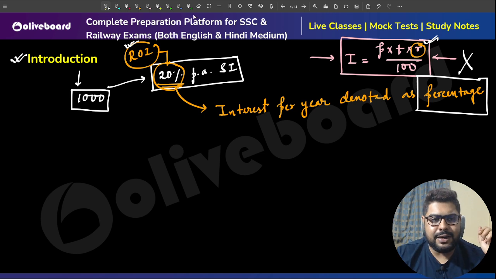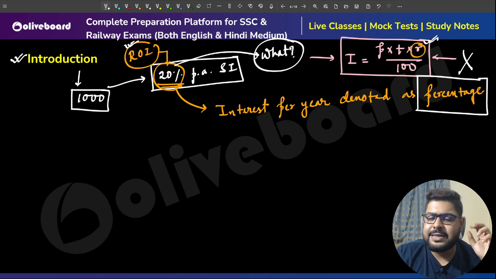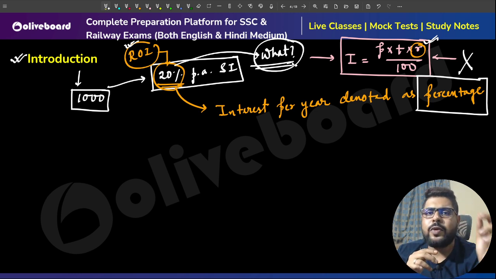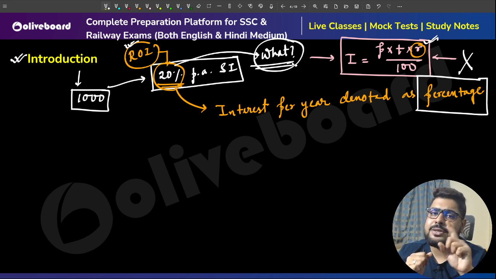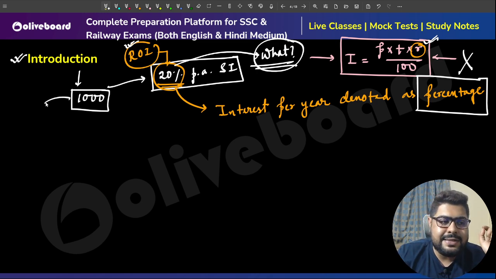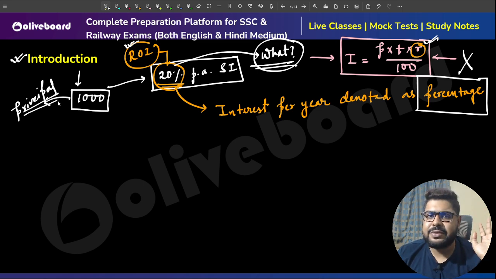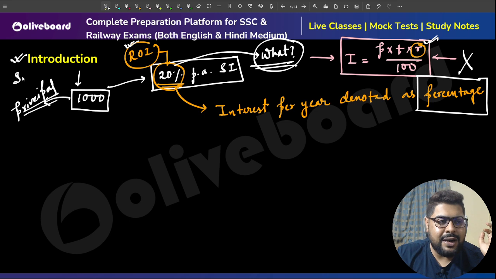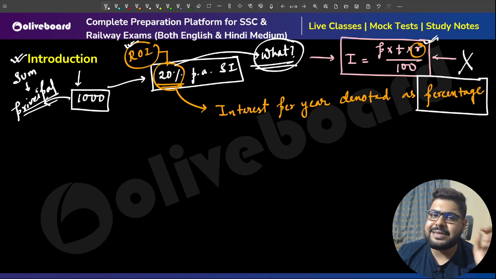Now a very natural question: sir, 20% of what? The answer: just like profit or loss always gets calculated on CP, interest similarly gets calculated on the principal, which is the amount that I'm keeping with the bank. Sometimes it is also called the sum. This is the funda of simple interest.